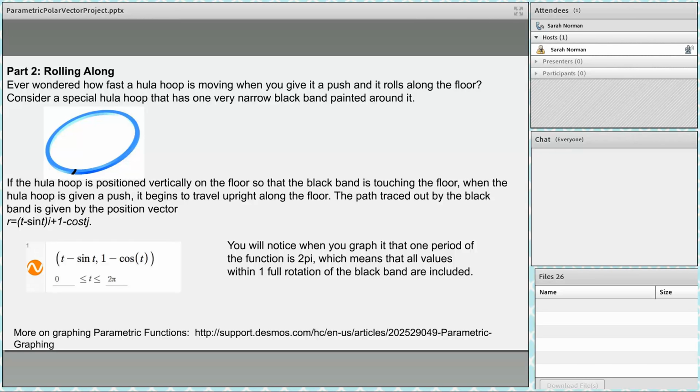Also, right here where you define the domain of t, that automatically pops up. And I think it automatically sets it at 2, so you'll have to change it to 2 pi.